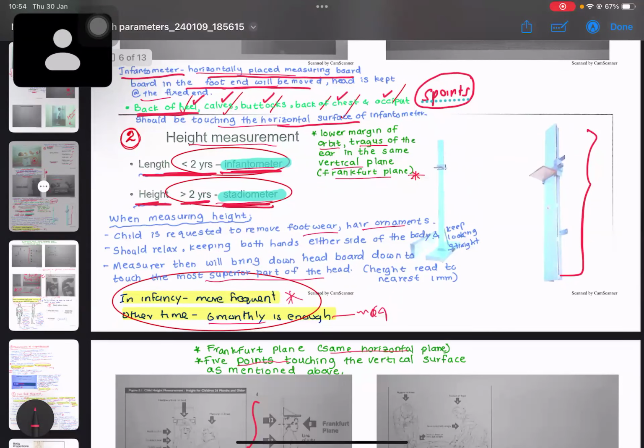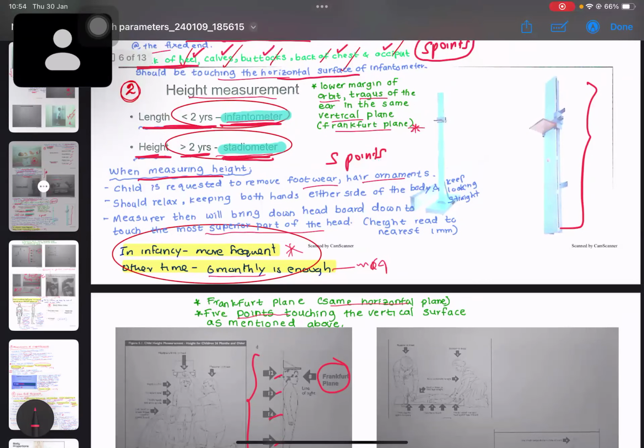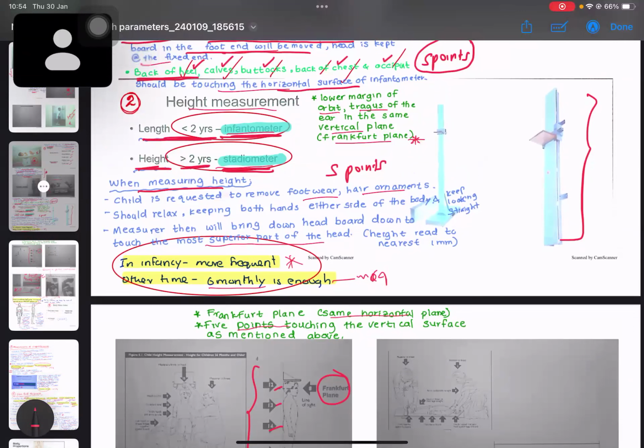And when measuring the height as well, the 5 points should be touching. What are the 5 points? The 5 points are here. It's known as the Frankfurt plane. You have to see whether these 5 points are touching the stadiometer or not. It means again the heel, the calf, the buttocks prominence, the back of the chest, and the occiput. For both length and height, these 5 points have to be in touch with the measuring instrument. Then only will you get the accurate length or height.